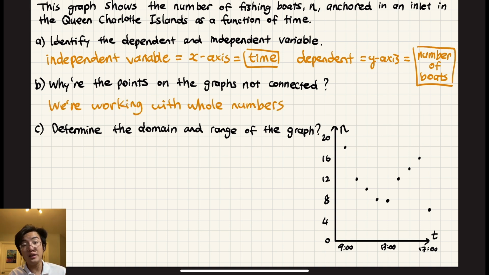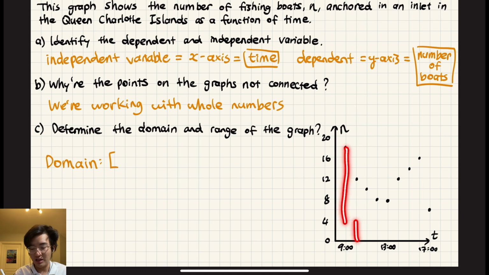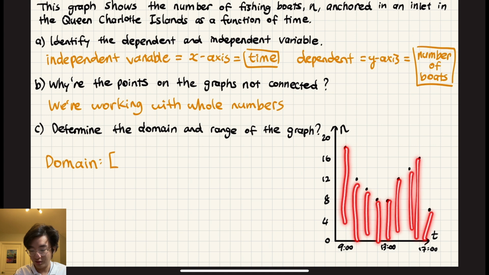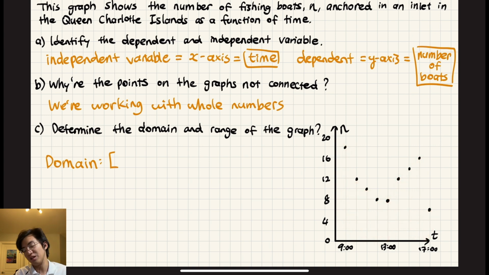All right, and then the domain and the range of the graph. Once again, we associate domain with the x-axis and range with the y-axis. So the domain will be all the x values. Let's see, what do we have? We have 9 o'clock, 10 o'clock, 11, 12, 13, 14, 15, 16, 17 o'clocks. So it will just be 9 o'clock through 17 o'clock.